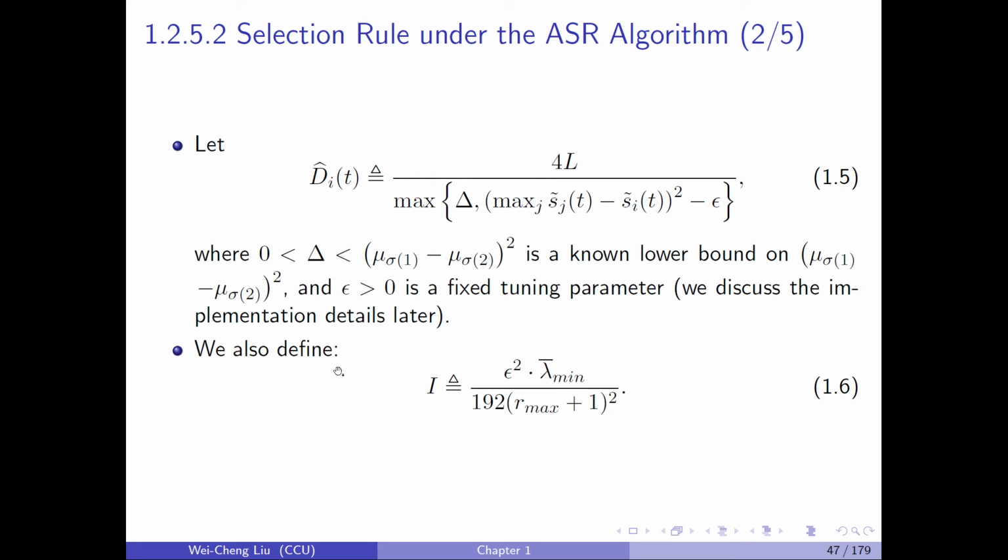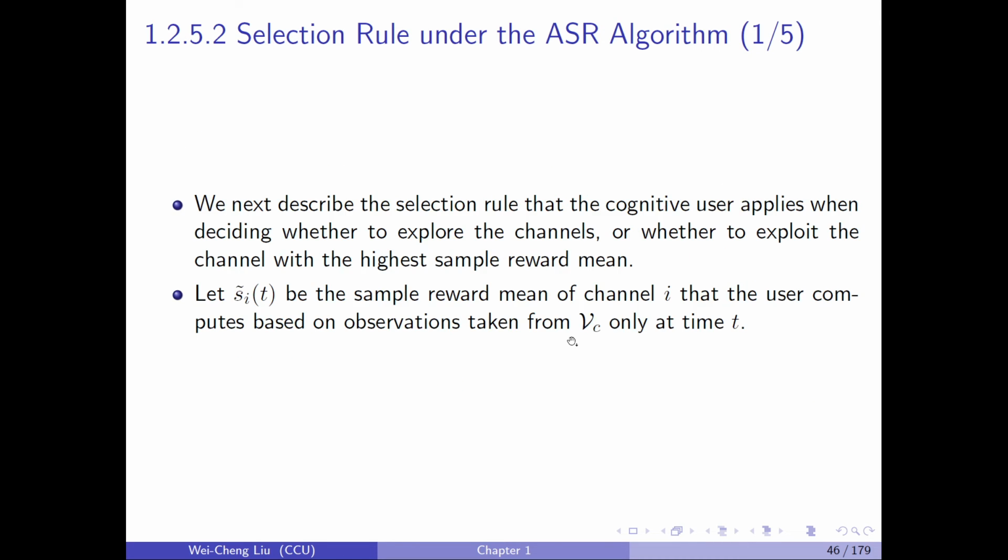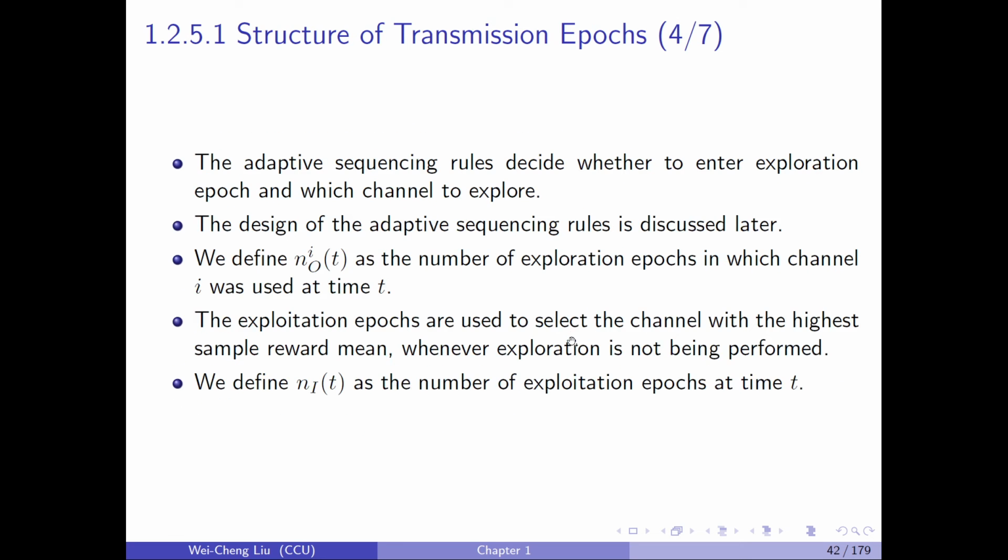We also define the quantity as epsilon squared, where epsilon is a fixed tuning parameter greater than 0, times lambda bar minima. What is lambda bar minima? Let us review it.